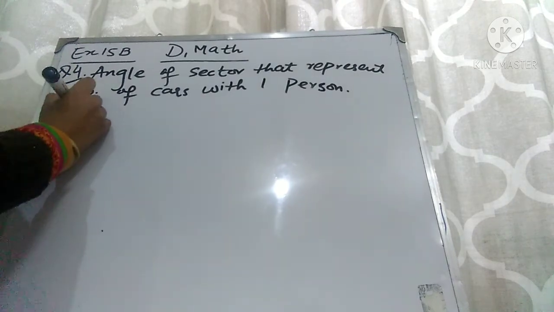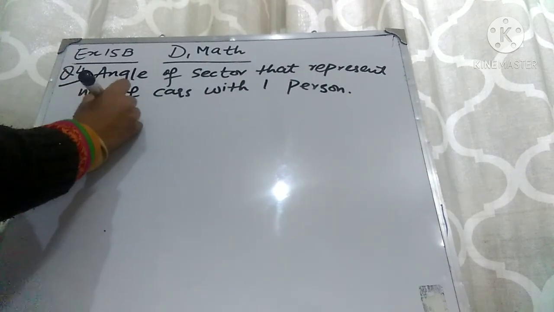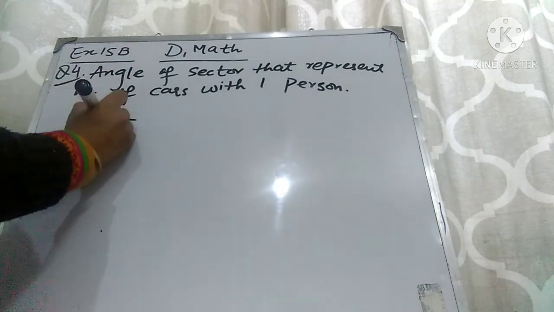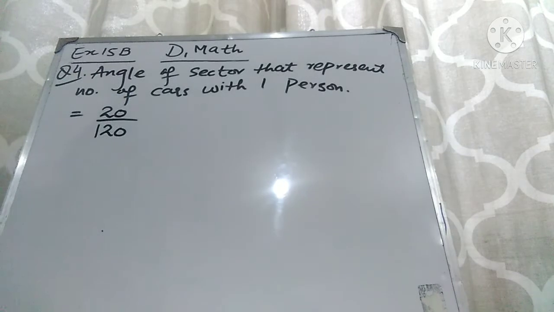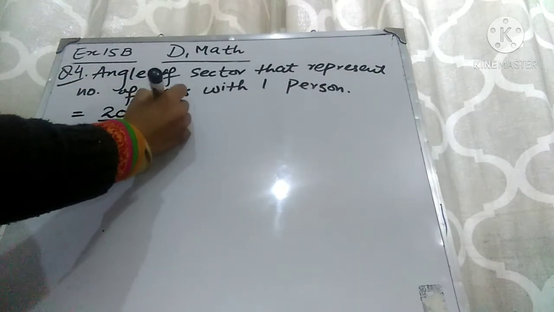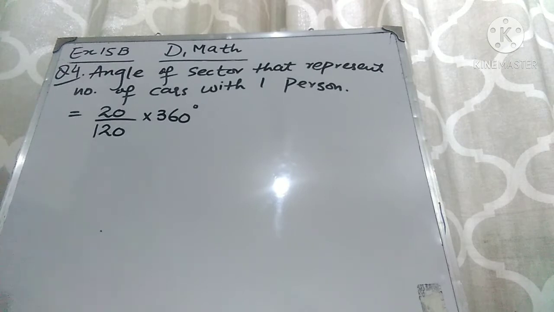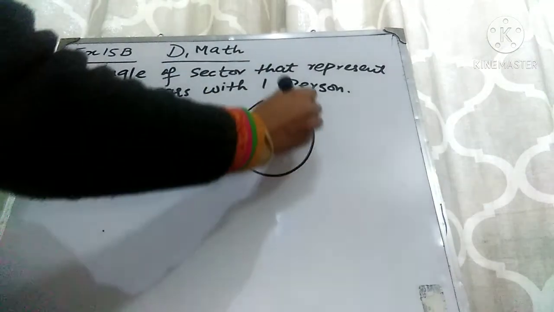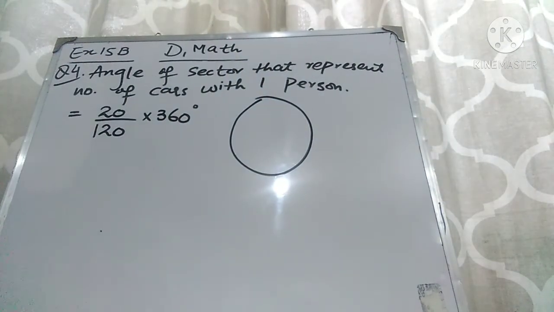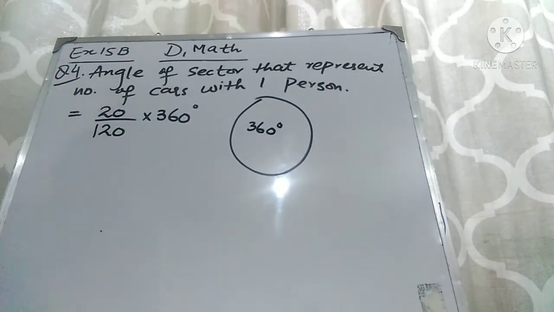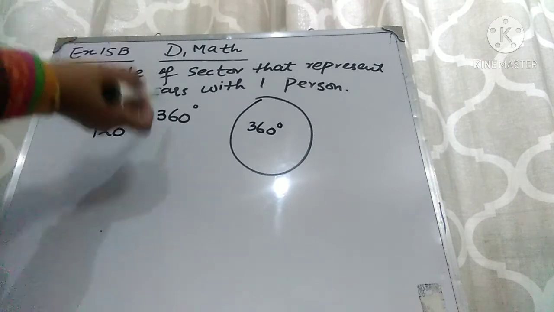So you know how you can find out the angle of sector? By dividing the number of cars by total cars, and you know that total cars are 120, and you will multiply by 360 because you are finding out the angle of sector for the pie chart, and you know that a complete circle, a complete pie chart is equal to 360 degrees. So that's why, to find out the angle of sector, you will multiply by 360.